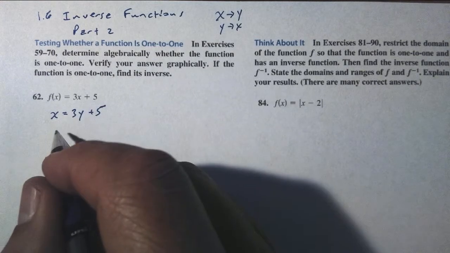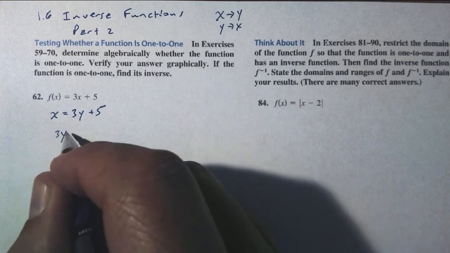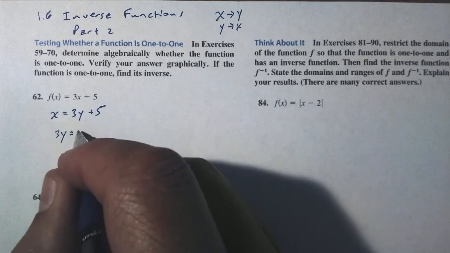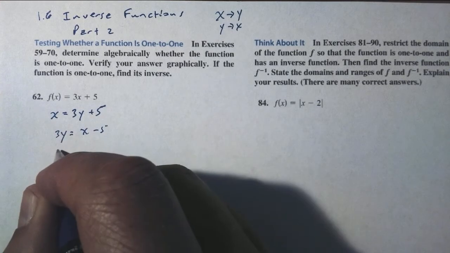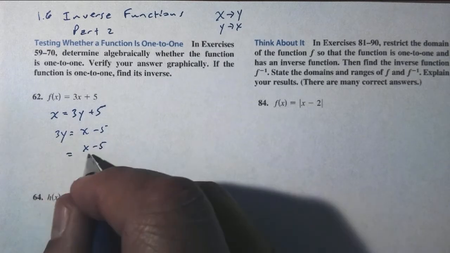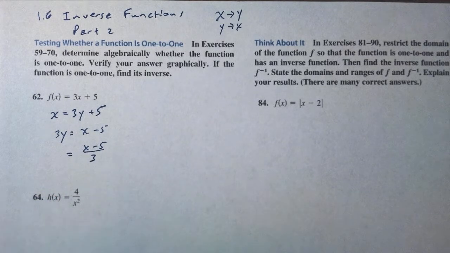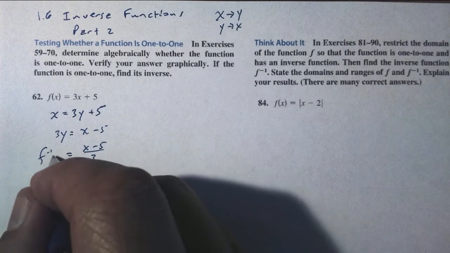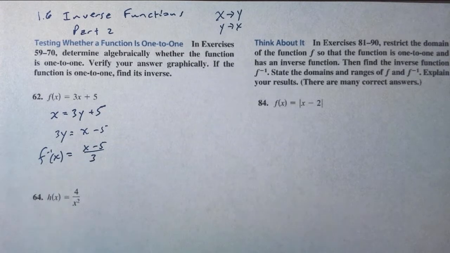then it is one-to-one. In this case, I would have 3y equals x, subtract 5 away, and I end up with y equals (x minus 5) over 3. That is the inverse function, f inverse of x.